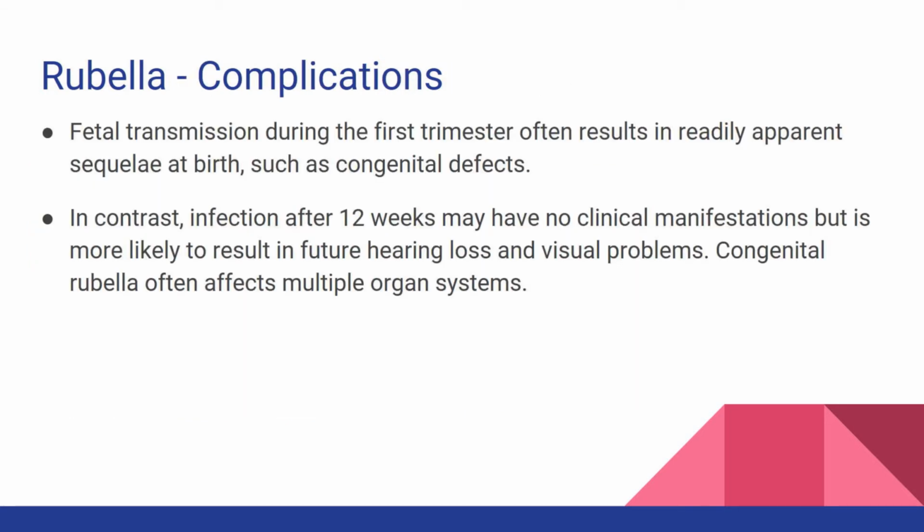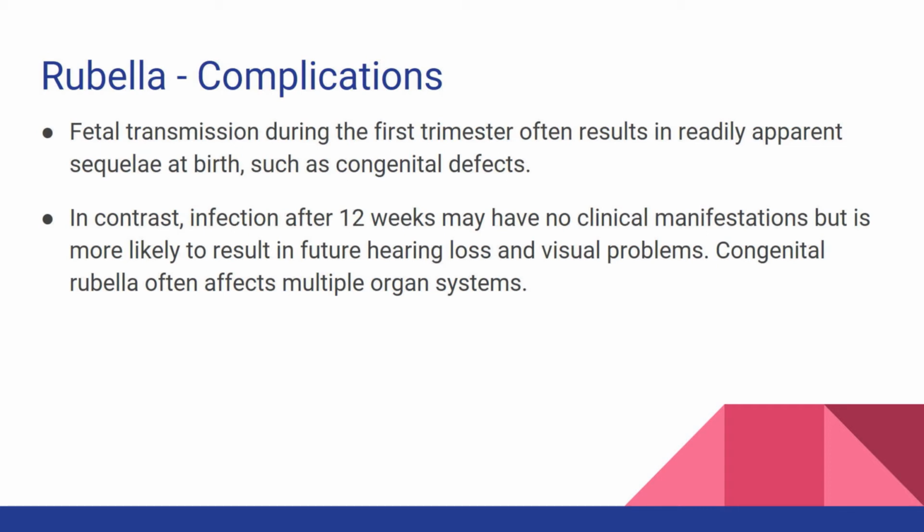So complications. Fetal transmission during the first trimester often results in readily apparent sequelae at birth, such as congenital defects. You can compare that to infection after 12 weeks, which can have no clinical manifestation but is more likely to result in future hearing loss, visual problems, and affecting multiple other organ systems. As with toxoplasmosis, the earlier during gestation that an infection occurs, the more likely it is to be a severe disease.